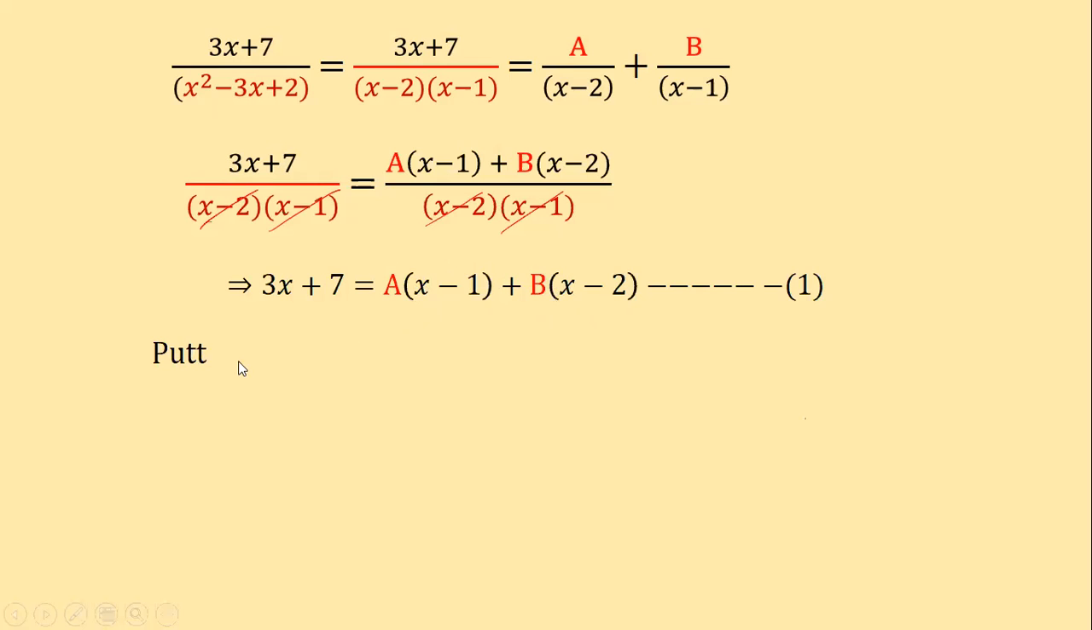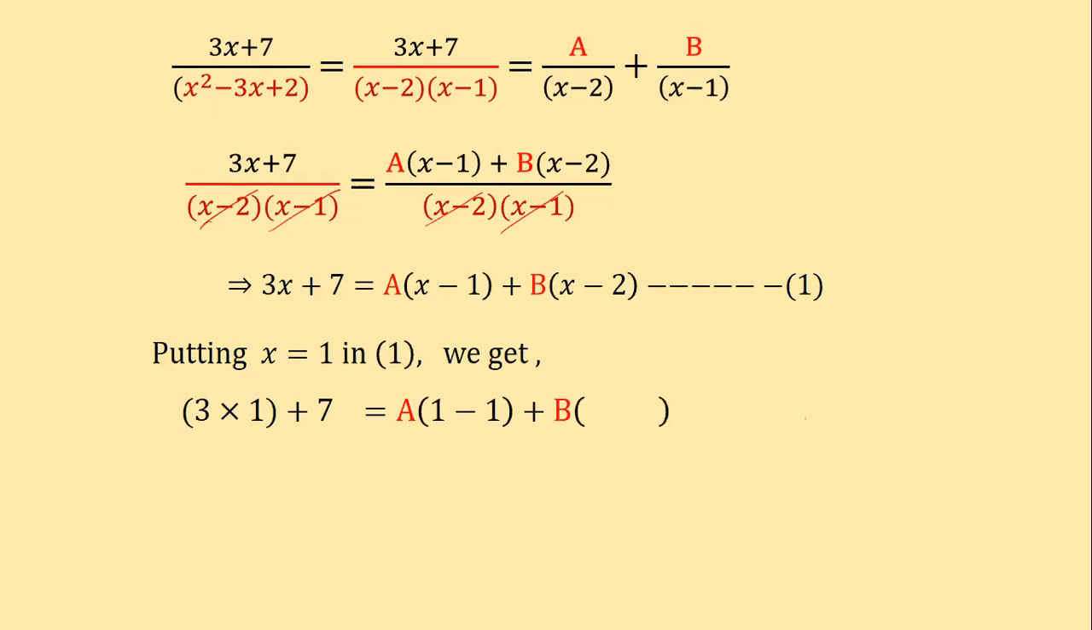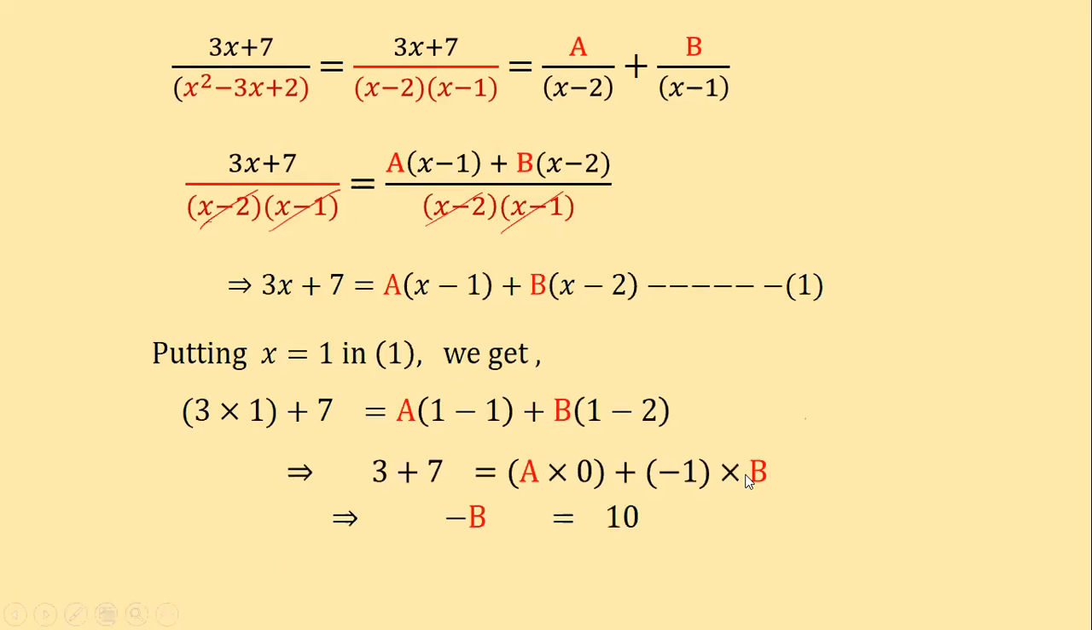So by putting x is equal to 1 in equation number 1, what do I get? 3 into 1 plus 7 is equal to a into 1 minus 1 plus b into 1 minus 2. 3 into 1 is 3. 3 plus 7 is equal to a into 0, since 1 minus 1 is 0, plus minus 1 into b. Now 3 plus 7 is 10. 10 is equal to minus b, that is, minus b is equal to 10, or b is equal to how much? Minus goes to the other side and becomes minus 10. So this is the value of b.